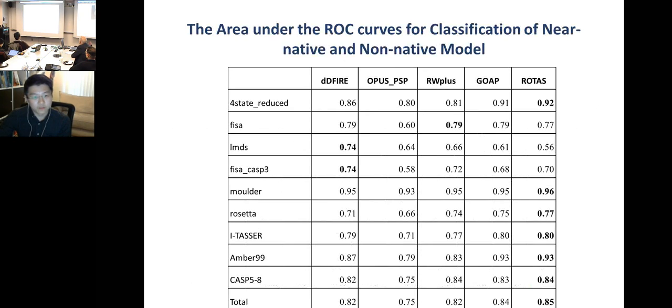And also, for more robust evaluation, we used the receiver operating characteristic technique. In this evaluation, given a certain score threshold, we see how well the energy function ranks near-native models at the top among a set of models. So ROC curves are obtained for all thresholds, and we compute the area under the curve. And overall, we also found that ROTAS shows the best classification performance, and especially when you calculate the p-values by the paired t-test, we can see that the difference between ROTAS and other statistical potentials is statistically significant.